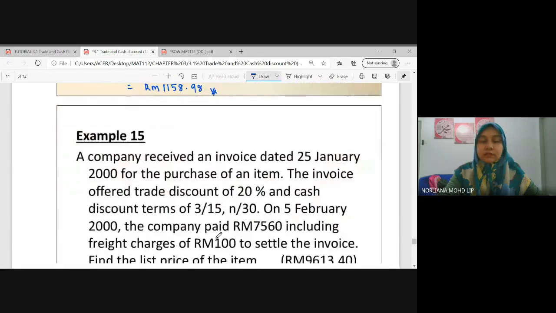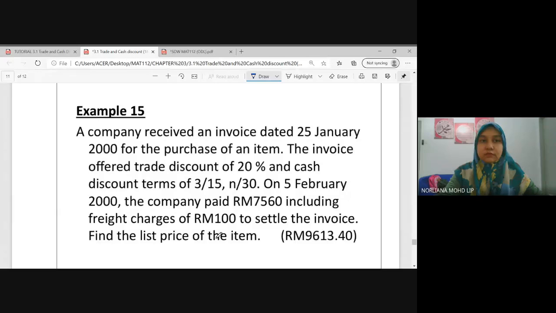The last one. Okay. The invoice date 25th January. Okay, the invoice offered trade discount 20%. And cash discount on 5th February, 5 February, the company paid 7560, including the freight charge 100. Including to settle the invoice. Okay, find the list price.